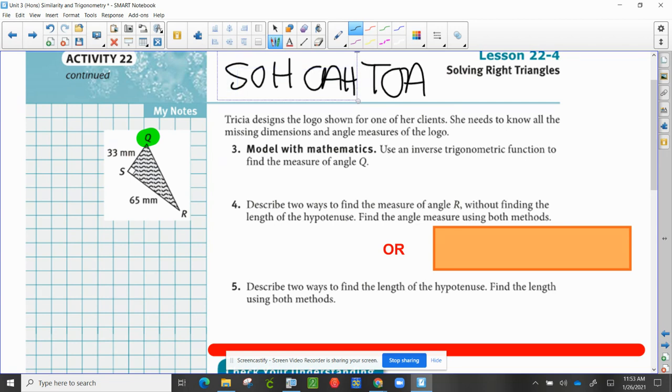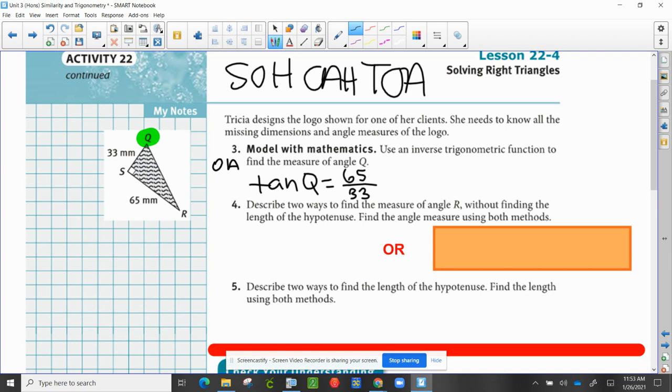Okay, so if I'm finding angle Q, let's look at what we're given. I'm given the opposite side, and I'm given the adjacent side, the next two side. So that looks like I'm going to be using tangent. In order to set up my equation, I'm going to do the tangent of Q is equal to my opposite side, which was 65, over the adjacent side, which is 33.